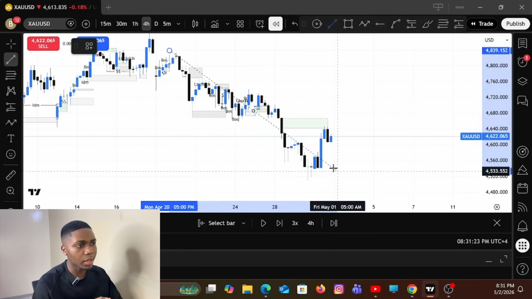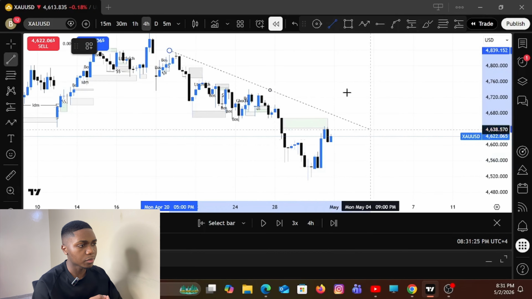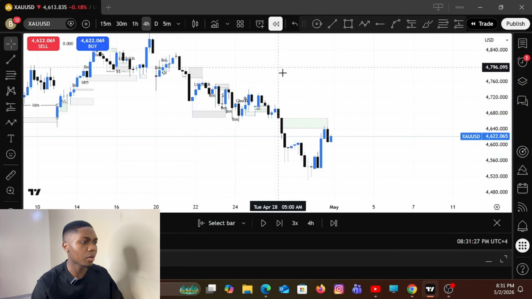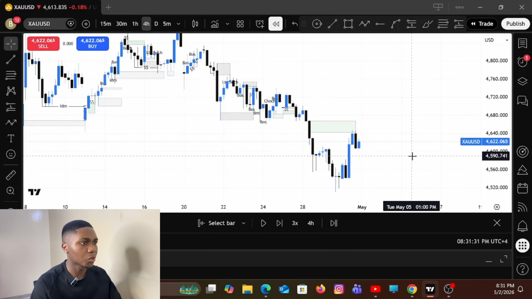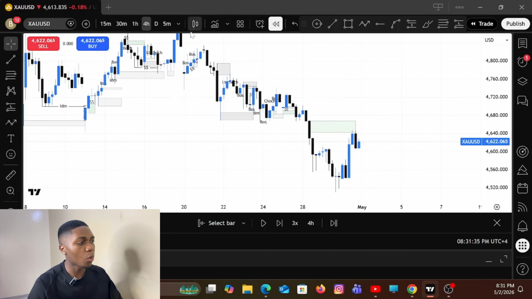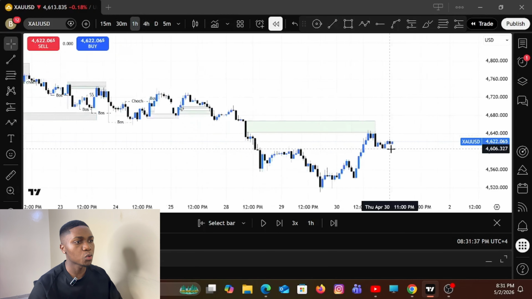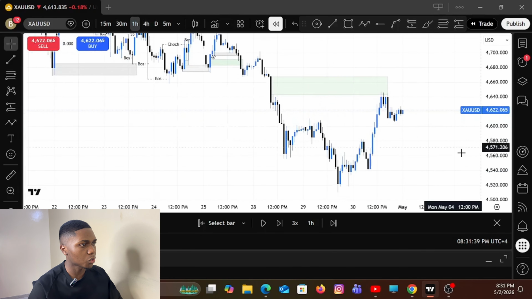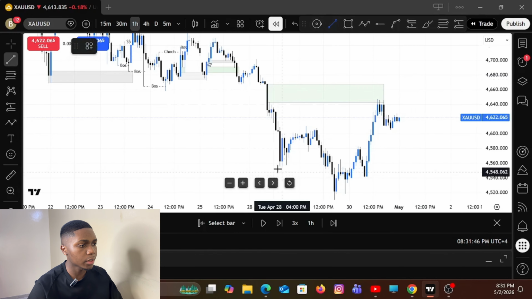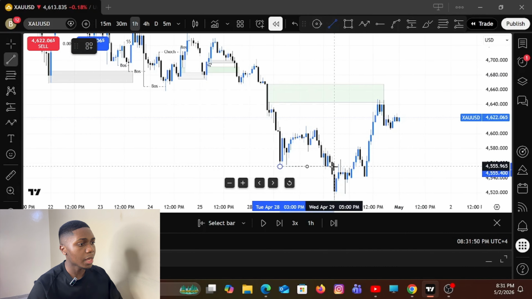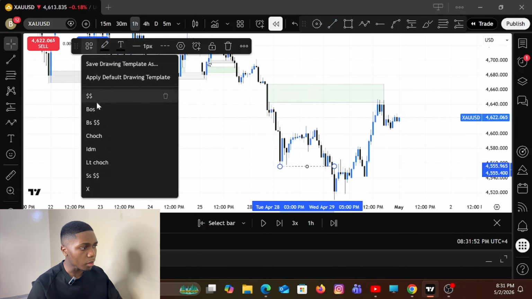So on the 4-hour time frame, if I'm looking for a day trade, what I need to see is just the market structure or the market direction. Then I go down to the 1-hour time frame. On the 1-hour time frame, that's where I'm going to mark my most recent market structure. So if you see, this was the last break of structure we had.